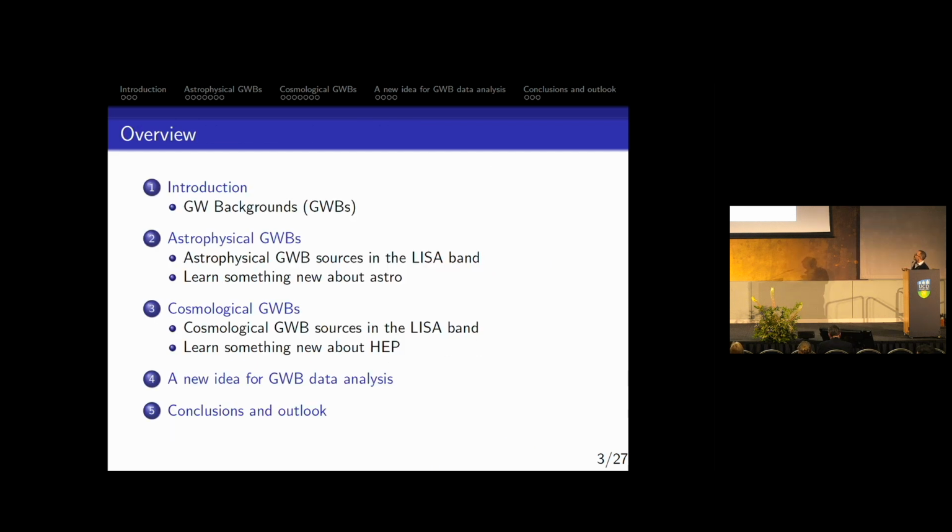Okay, after the end of the advertisement, this is the outline of my talk. I will start by telling you a few general things about stochastic backgrounds. Then I will tell you about astrophysical sources and what you can learn about astro from those. Then I will move on to cosmological sources. If I have time, I will say a few things about machine learning applied to stochastic backgrounds, and then I will move to conclusions.